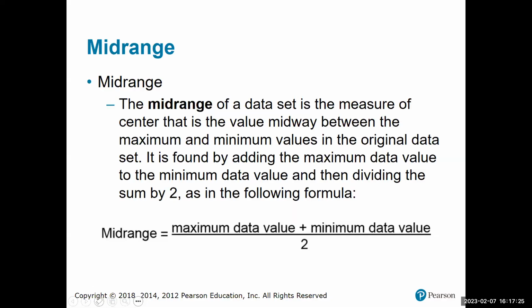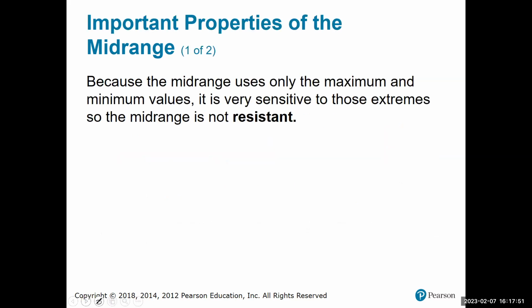Okay, so the mid-range of a data set is the measure of center that's midway between the maximum and the minimum values in the original data set. It's found by adding the maximum to the minimum and then dividing by 2. So you're averaging that minimum value and the maximum value. Because the mid-range uses only the maximum and minimum, it is sensitive to extreme values, so it's not resistant. It's sensitive, not resistant.